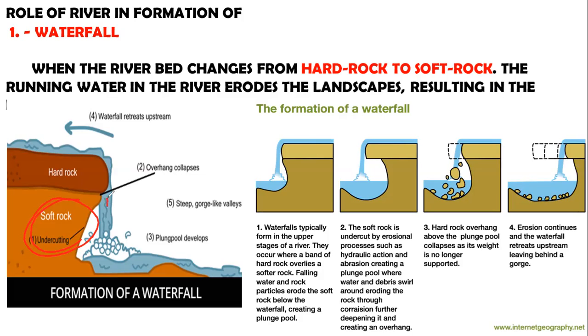Why? Because it is constantly eroding the soft rock that is beneath this hard rock, and due to which the overall height of this waterfall is increasing. So originally it would have been a small waterfall, but due to constant erosion of this soft rock, the height of waterfall increased, and thus this is how a waterfall is formed.